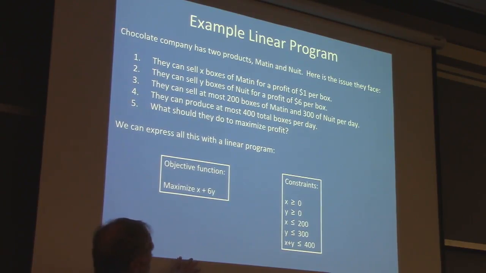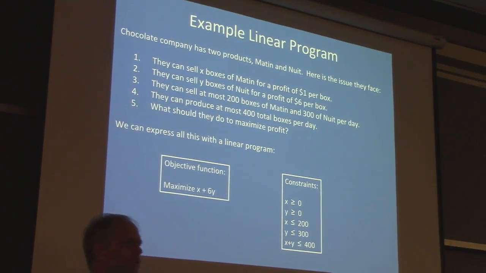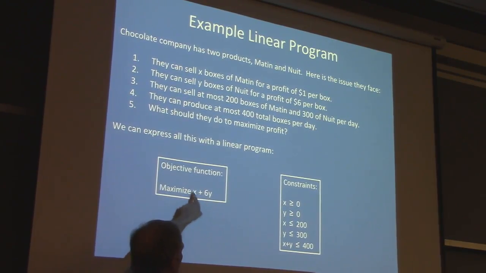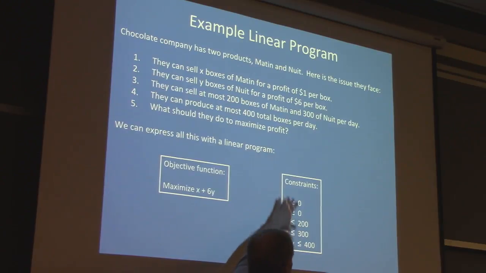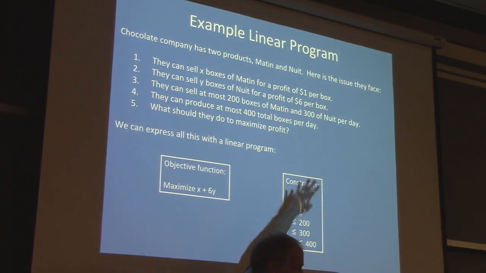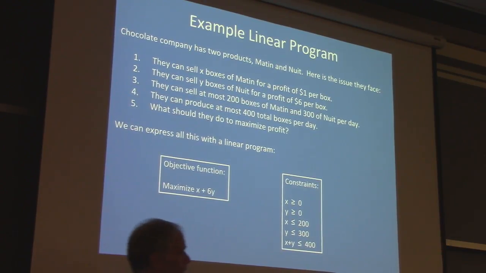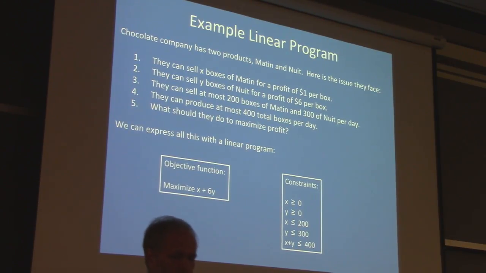In this case, we're trying to maximize profit, and x plus 6y is our profit. $1 for the first type, $6 for the second per box. So we're trying to make this as big as possible, subject to these constraints. And in general, in a more realistic one, you might have hundreds of variables, thousands of constraints, and some complicated objective function. But the objective has to be linear, again, a linear combination of x and y. Okay? So that's what I mean by linear programming.